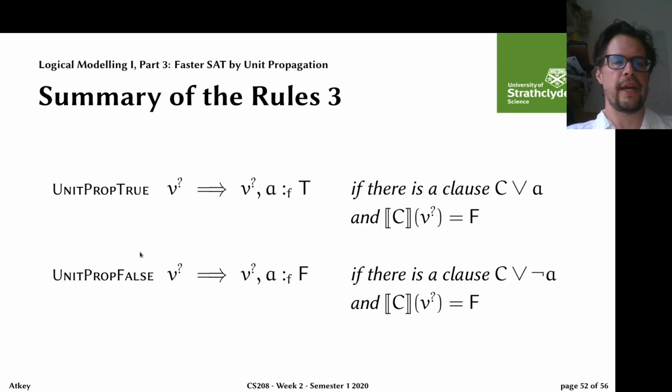And the two unit propagation rules: either we have a clause which has one unassigned literal and the rest of the clause is false, so we must set that to be true, or we have one unassigned negated literal and the rest of the clause is false, so we are forced to set it to be false.